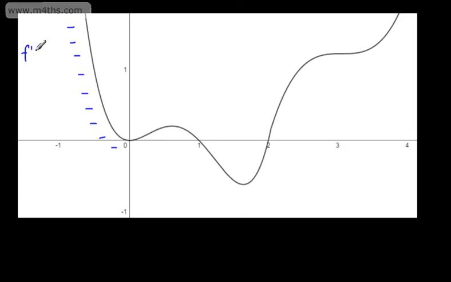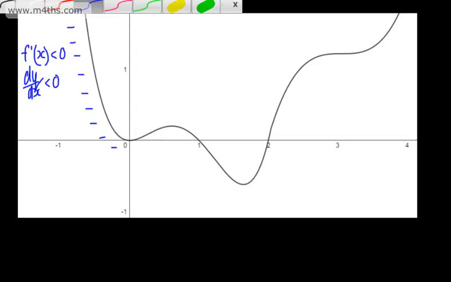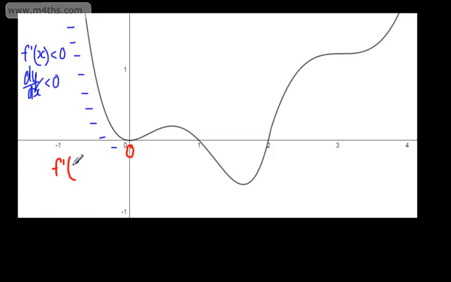If we took the derivative f dashed of x and evaluated it, it would give us a value less than 0, or if you like, dy by dx, the gradient function, is less than 0. At this point just here, we have a 0 gradient, and we call this a stationary point. At a stationary point, f dashed of x will be equal to 0, or if you're using dy dx notation, dy dx will be equal to 0. So for all stationary points, the gradient will be 0.